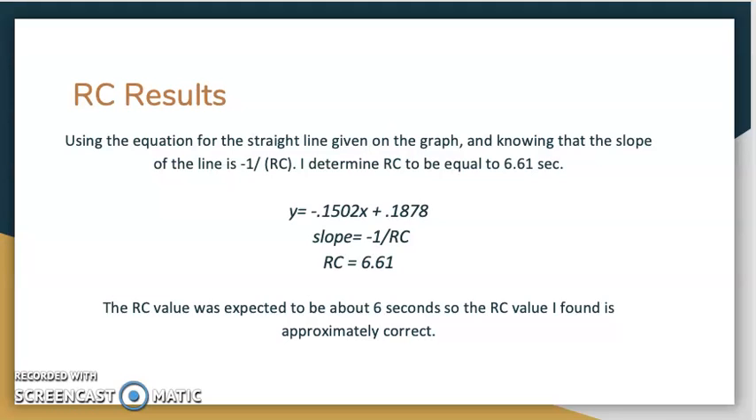For the results, I used the equation for the straight line given on the graph, and knowing that the slope of the line is equal to -1 divided by RC, I determined that RC was equal to 6.61 seconds. This RC value was expected to be 6 seconds, so the value I determined was very close.